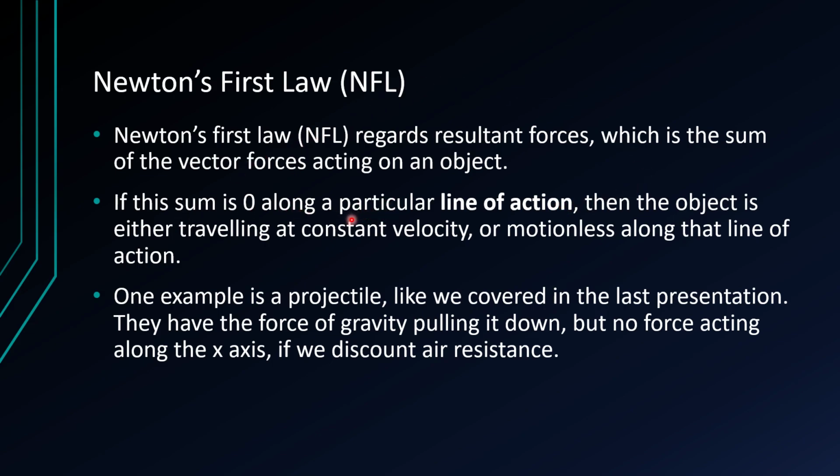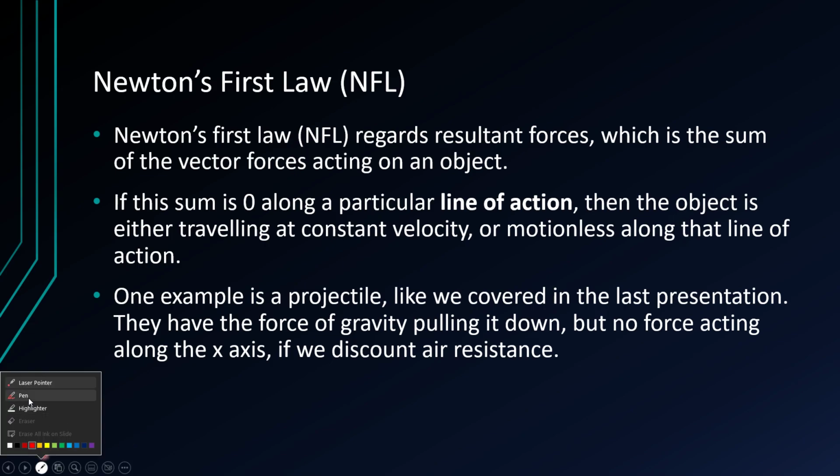So if the sum is 0 along a particular line of action, then the object is either traveling at constant velocity, because if there's no acceleration, then it's just traveling without changing speed, or motionless along that line of action. Now, a line of action, I will confirm in the next slide. However, it's just a bit like an axis.